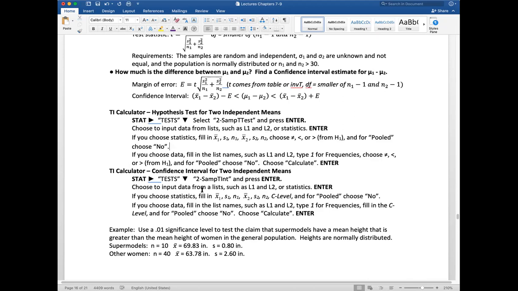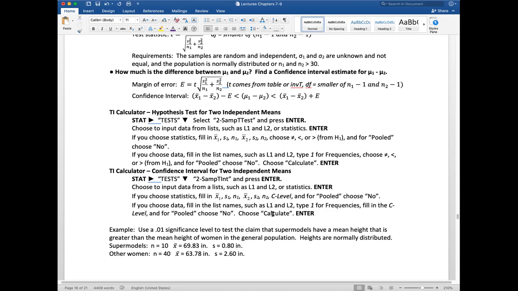You see the two-sample t interval. We use the two-sample t interval and then choose to input data from lists such as L1, L2. If you choose Stats, fill in the statistics, then enter the confidence level, and choose no for pooled. If you choose Data, fill in the list names such as L1, L2, type 1 for frequencies, fill in the C level, choose no for pooled, choose Calculate, and enter.